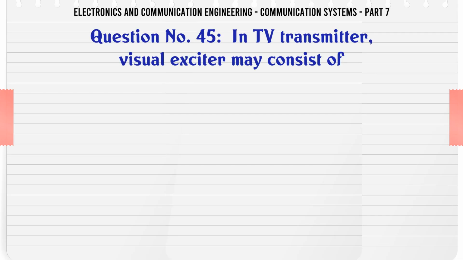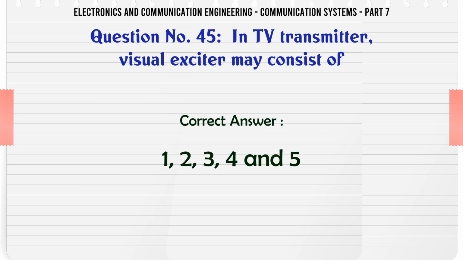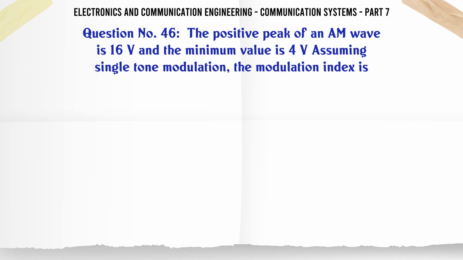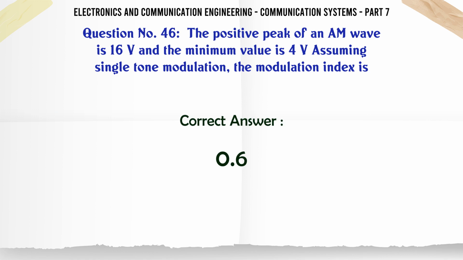In a TV transmitter, the visual exciter may consist of A 1, 2 and 3, B 2, 3 and 4, C 1, 2, 3 and 4, D 1, 2, 3, 4 and 5. The correct answer is 1, 2, 3, 4 and 5. The positive peak of an AM wave is 16 V and the minimum value is 4 V. Assuming single tone modulation, the modulation index is A 0.6, B 0.25, C 4, D 0.36. The correct answer is 0.6.